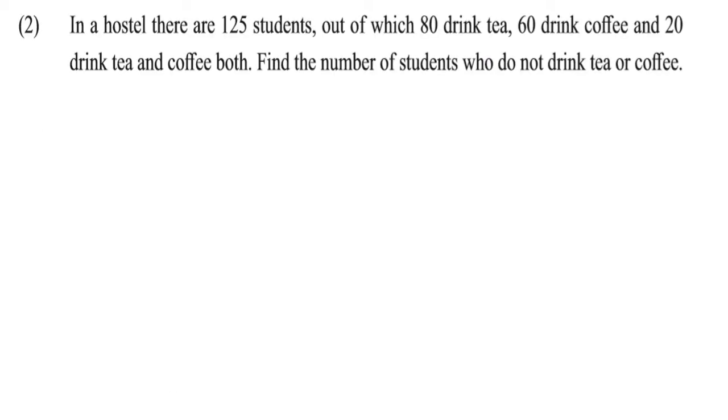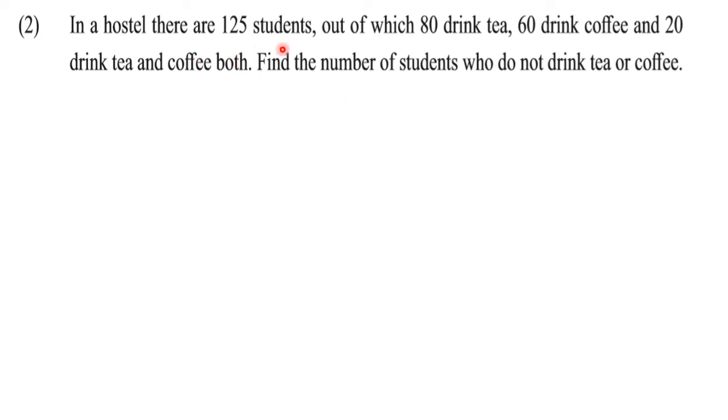This question is a word problem. In a hostel, there are 125 students, out of which 80 drink tea, 60 drink coffee, and 20 drink tea and coffee both. Find the number of students who do not drink tea or coffee. Okay, so this question also we are going to solve by using the same formula.